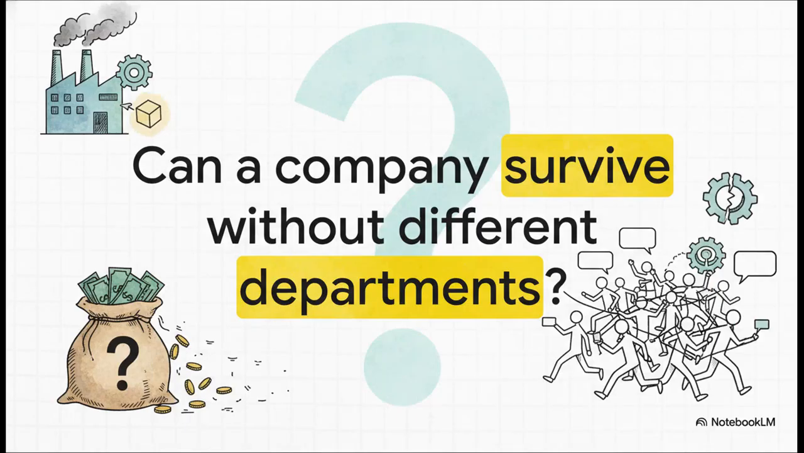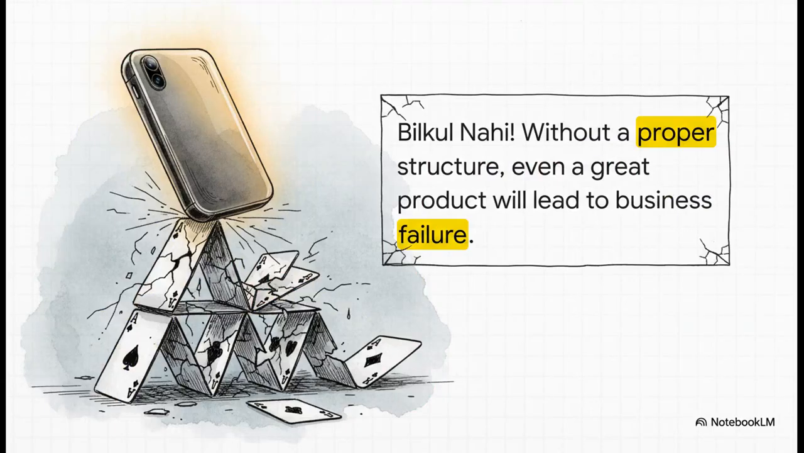Just think about it for a second. Imagine a company, right? They're making a fantastic product, but there's no one to tell people about this amazing product. There's no track of where the money is coming from or where it's going, and there's absolutely no system to manage the employees. What do you think? Can a company like that actually survive? The answer is a big, fat no. Absolutely not. It doesn't matter how great your product is. Without a proper structure, that business is doomed to fail.